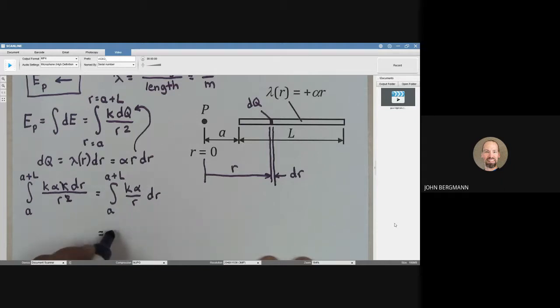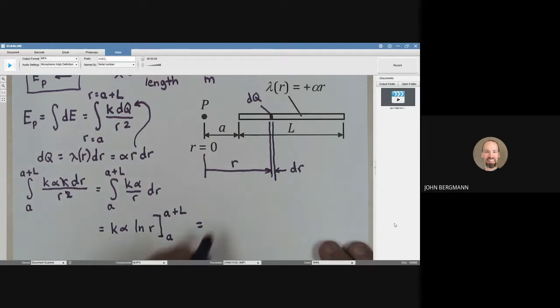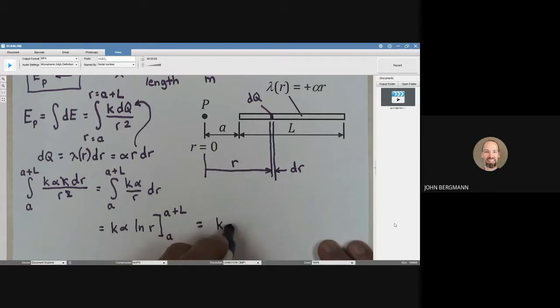So we're going to end up here with k times alpha times the natural log of r, as the limits go from a to a plus L. And since with any logarithm the subtraction and the division give you, in effect, the same answer, I think we can simplify our final answer to look like k times alpha times the natural log of (a plus L) over a.